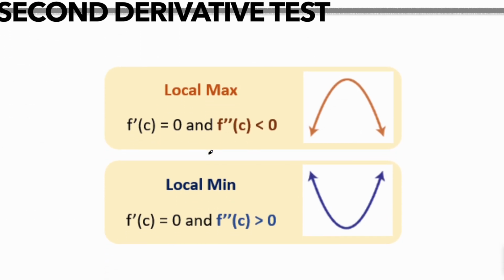So the second derivative test: if the first derivative is 0 and the second derivative is negative, you're going to have a local max. It's going to be concave down. If the first derivative is 0, which means there's going to be a max or min, and the second derivative is positive, you automatically know it's going to be a minimum. The reason that is helpful is sometimes you cannot create a line test and do negatives and positives to find if it's a local max or min.